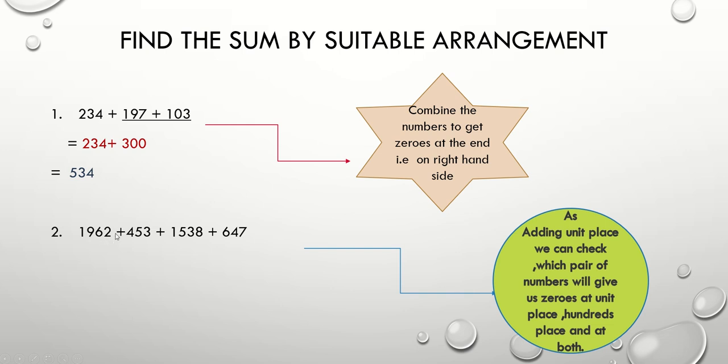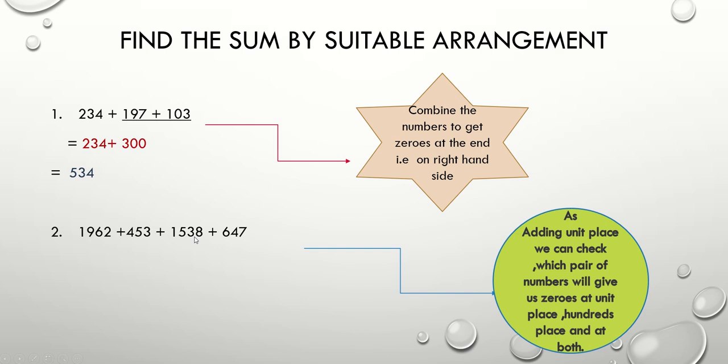Check the unit place. In this number, I have 2 at the unit place. If I am adding 3 with this, I will get 5. So 453 is rejected. I will make a pair of 1962 with 647. Isn't it? No. Because when you add 2 and 7, it will give you 9. So I will not make a pair of these two also.